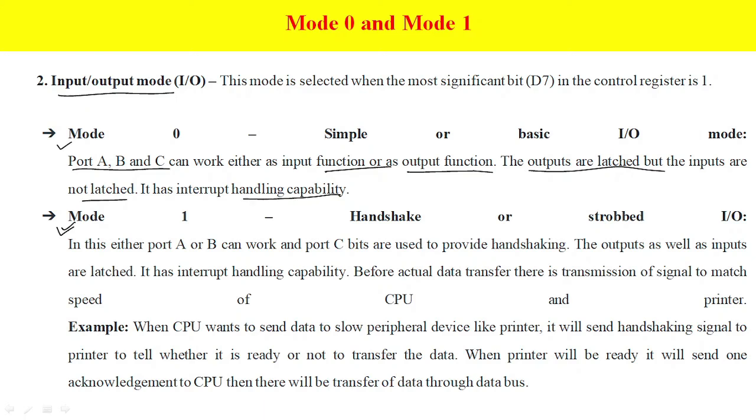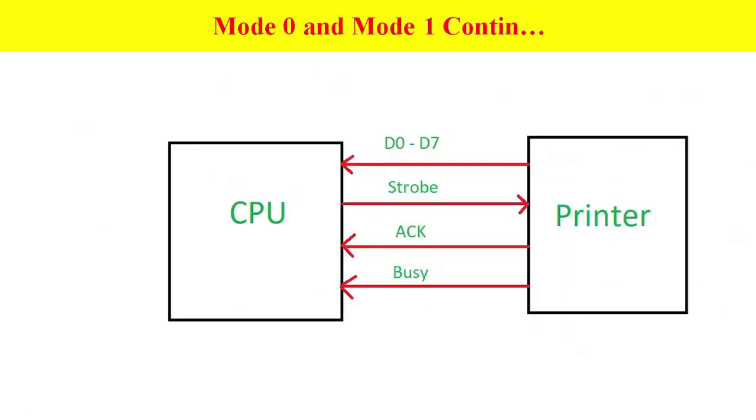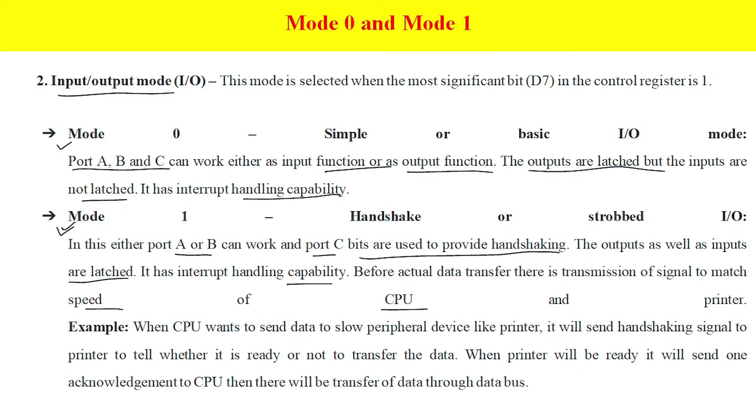In mode 1, handshake or strobed IO, either port A or B can work, and port C bits are used to provide handshaking. The output as well as input are latched. It has interrupt handling capability, because of the difference between the transmission speed of the CPU and the printer. So with the help of one example, you can understand.